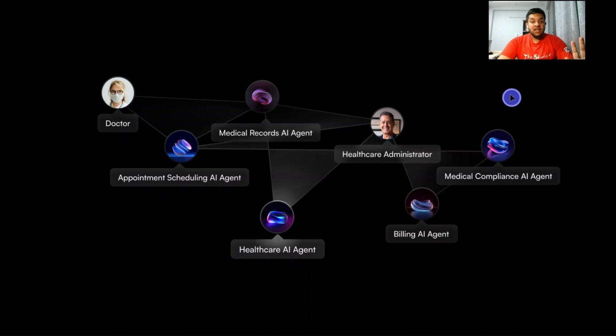Last is billing AI agent. It manages insurance claims, patient billing, and invoice processing. It basically takes care of the billing, ensures timely payments and accurate record keeping.